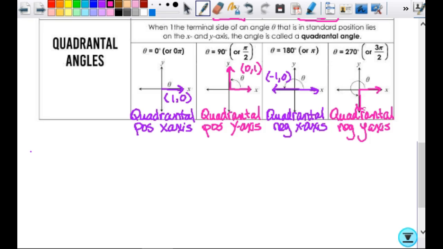And this ordered pair here would be 0, negative 1, right? We're good? All right, any questions at this point? Okay.